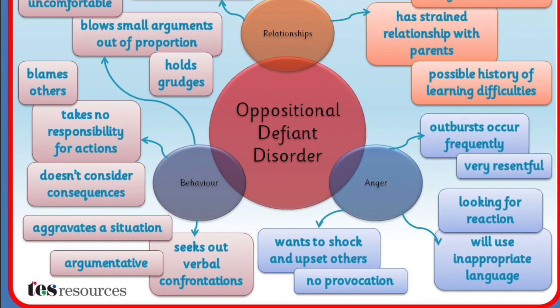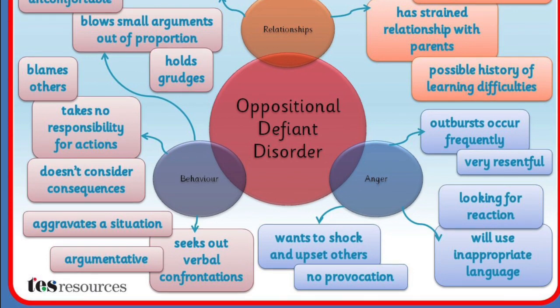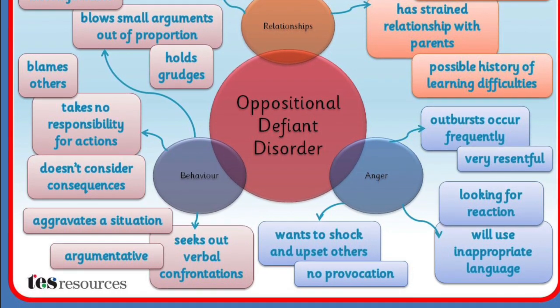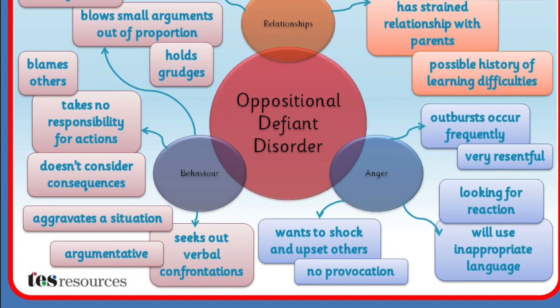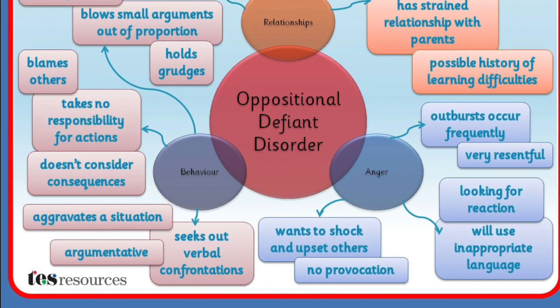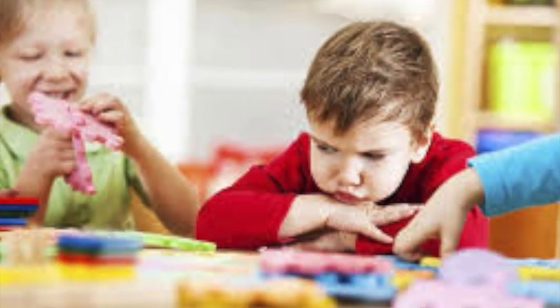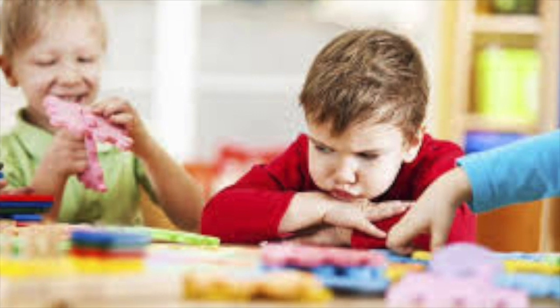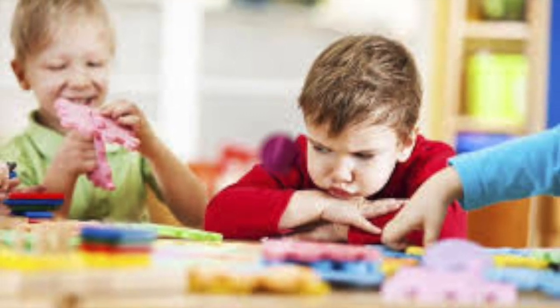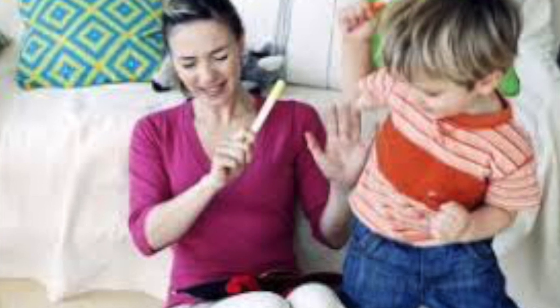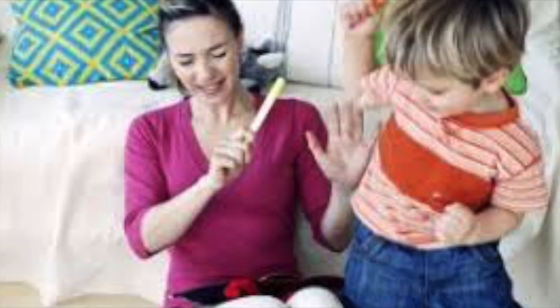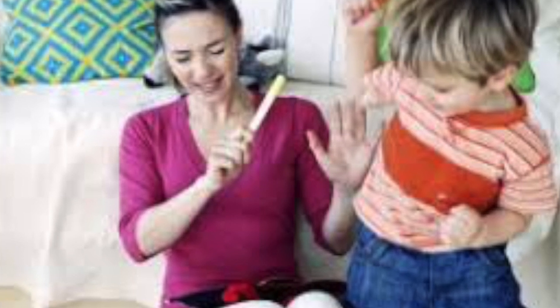ODD may vary in severity. Mild symptoms occur only in one setting, such as home, school, work, or with peers. Moderate symptoms occur in at least 2 settings. Severe symptoms occur in 3 or more settings. Treatment for ODD can depend on symptoms, age, health, as well as severity of ODD. Treatment may include cognitive behavioral therapy, family therapy, peer group therapy, and medication. Early intervention programs, school-based programs, and parent management training are also helpful when treating ODD.